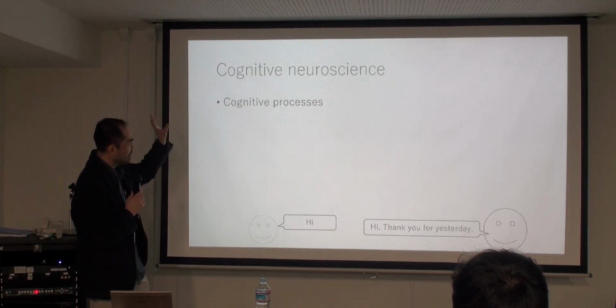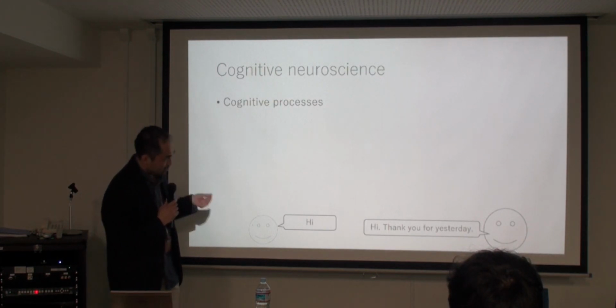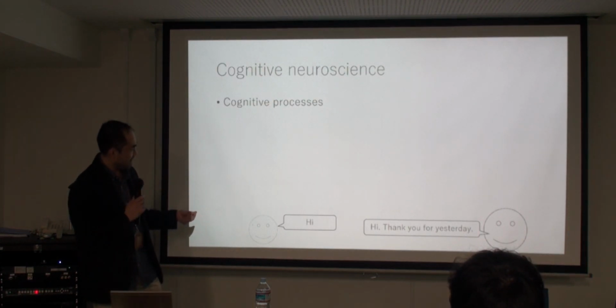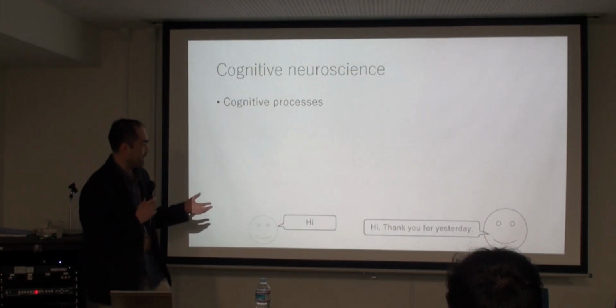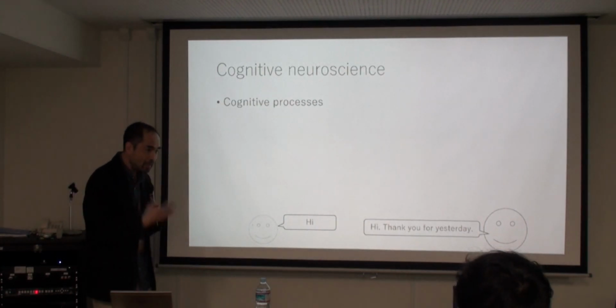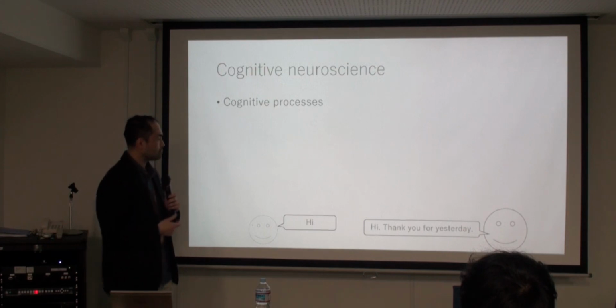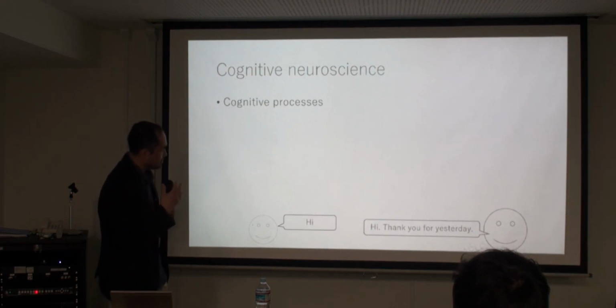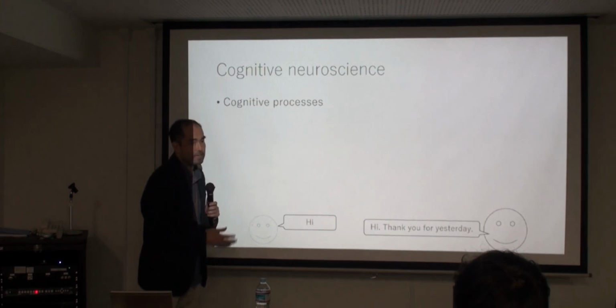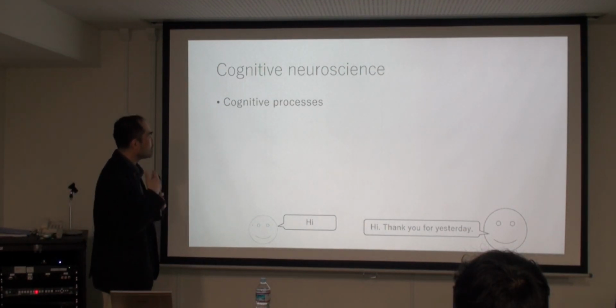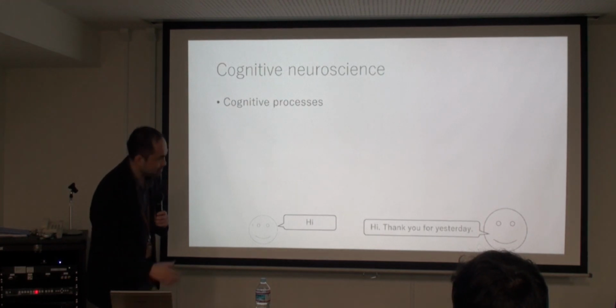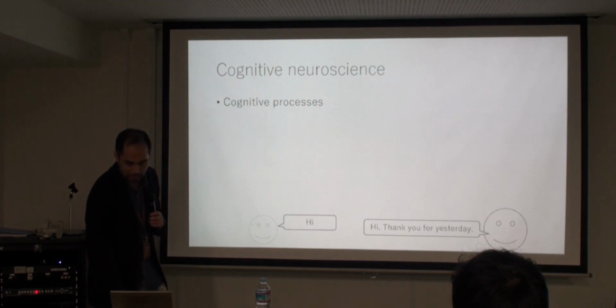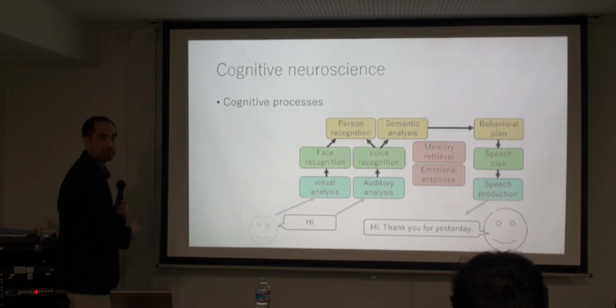To think about human mind and behavior as a cognitive neuroscientist, the keyword is cognitive processes. For example, we meet friends and say hi, or hi, thank you for yesterday. In this very simple conversation, we can understand their mind and behavior in many ways. But cognitive neuroscientists understand their mind and behavior in this way.